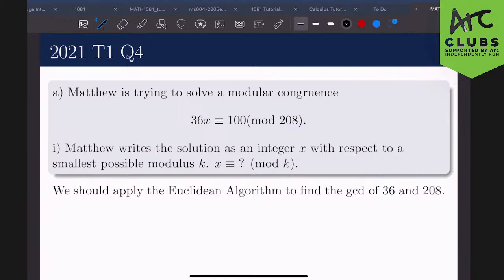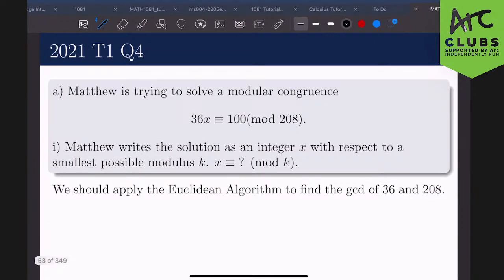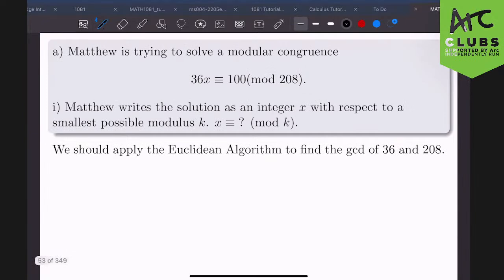There are a few sub-questions to this original one, where Matthew was trying to solve a modular congruence. Hopefully this should be familiar to most of you. It was in our lab tests and you should have learnt it, but we'll cover it again. This first question is just asking us to find one solution with the modulus, but we can break up the question first.